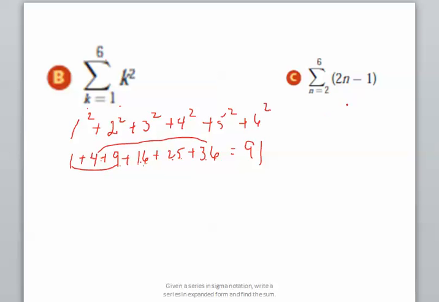Okay, let's try it one more time with this one over here. We've got 2n minus 1. n is going to go from 2 to 6. Does it have to start at 0? Does it have to start at 1? No, it can start anywhere at all. So let's start at n equals 2.